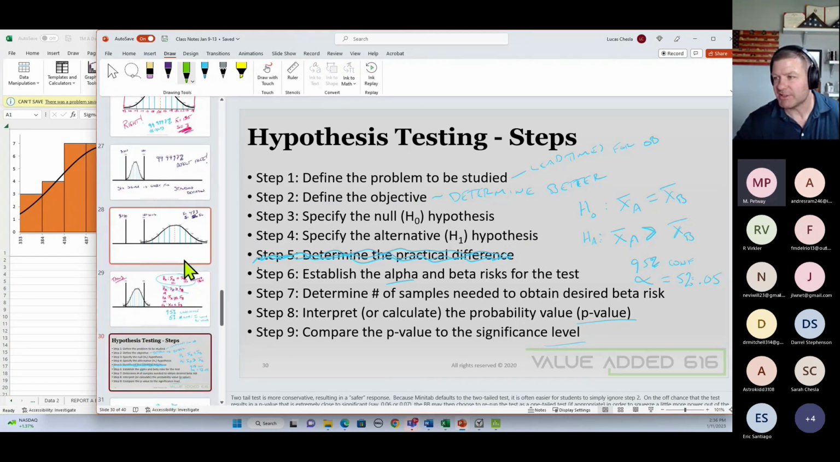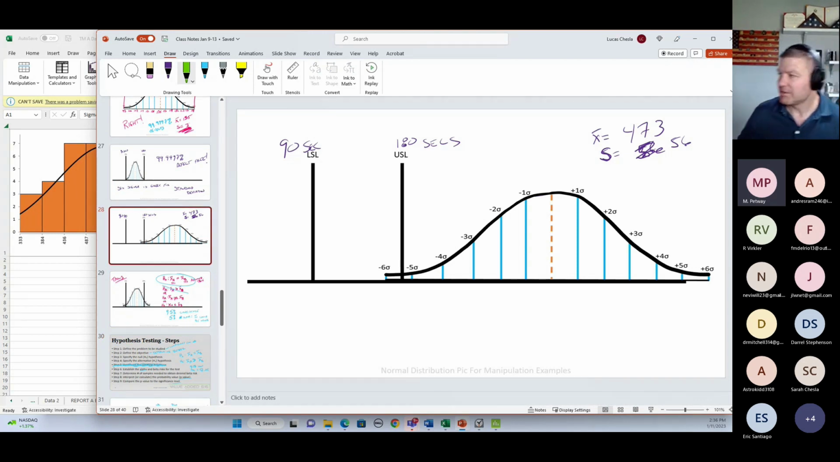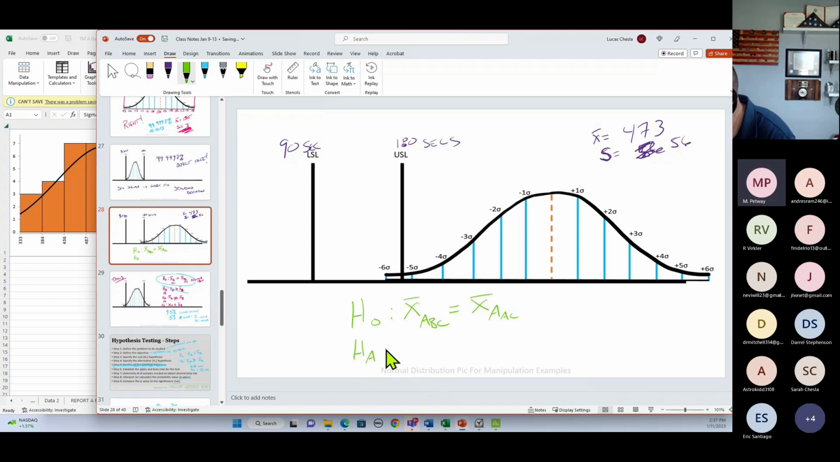So we're going to do a little pop quiz here. I want you to tell me if this is a one or a two-tail. My null is that team A before changes equals team A's data after we make changes. My alternate is that team A before changes is greater than team A after changes. Is this a one-tail or a two-tail?